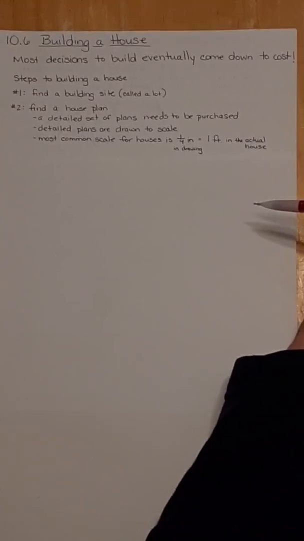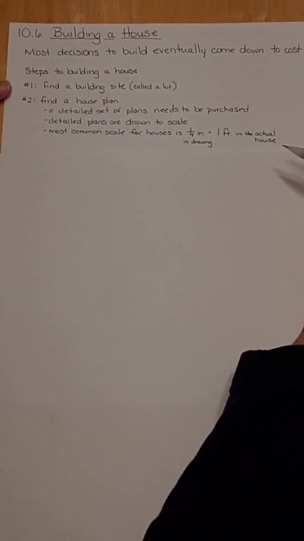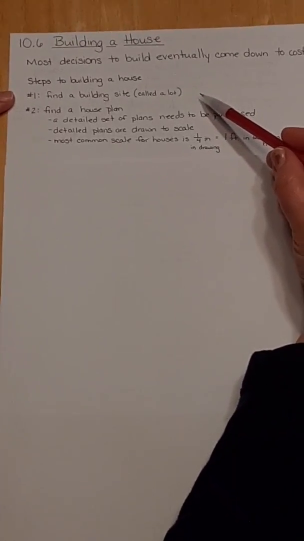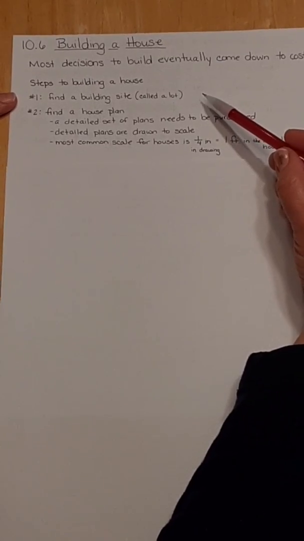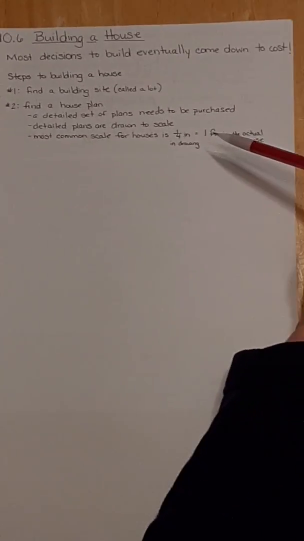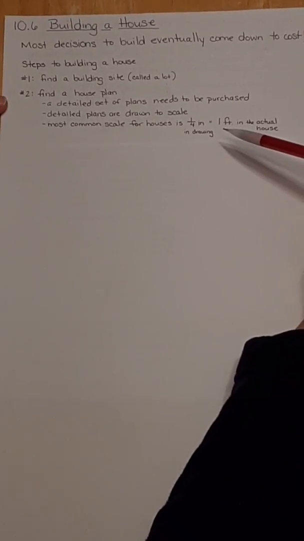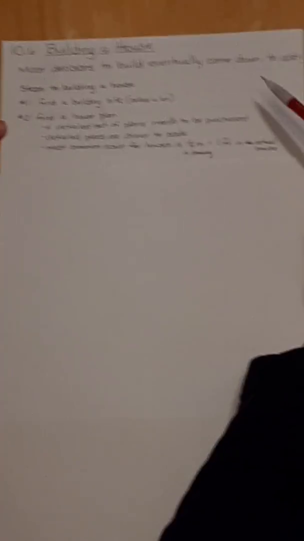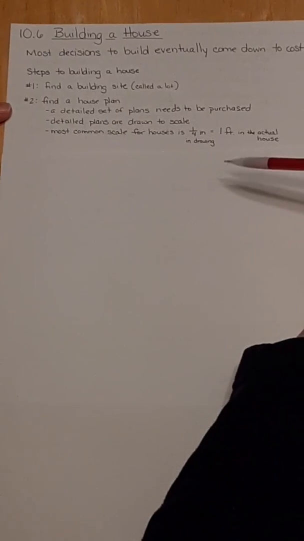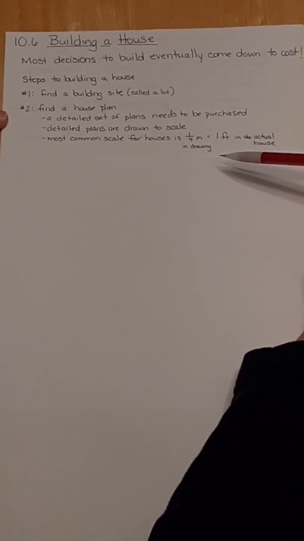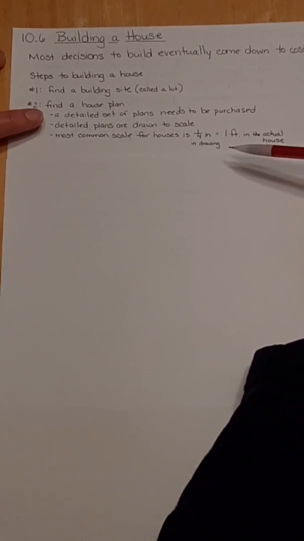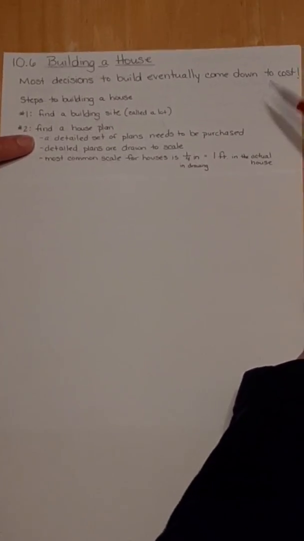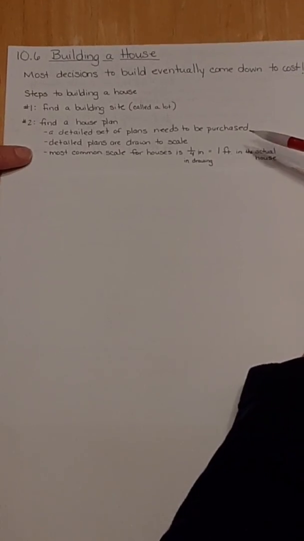Two things that you're looking for when we're building a house is first, your building site. We call that a lot. You're going to have to find a place that you want to build that best meets your needs. Second is the house plan. What do you want your house to look like? Will it be a single story? Will it be a ranch house? Will it be a two-story, tri-level? You're going to decide the plan that best fits you, and you are going to get a detailed set. That detailed set is what your contractor will use to build your house.